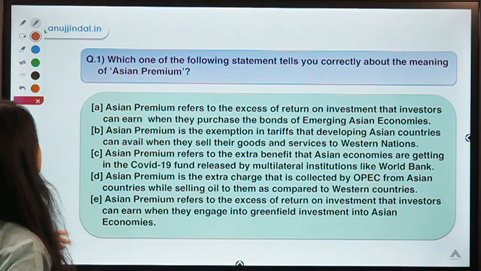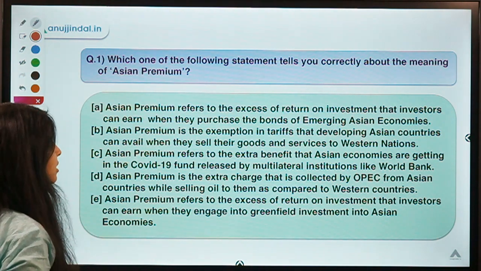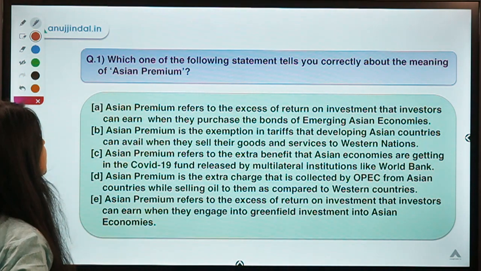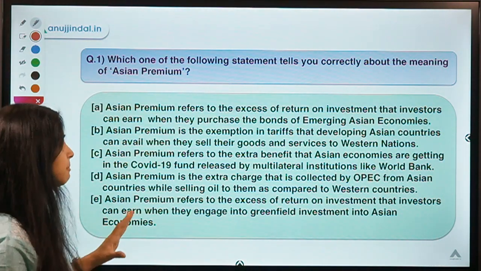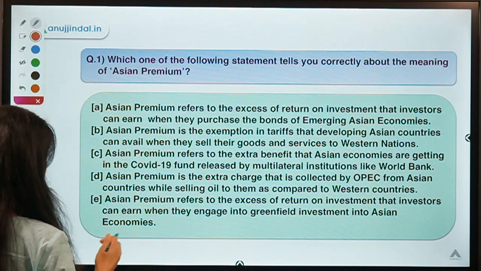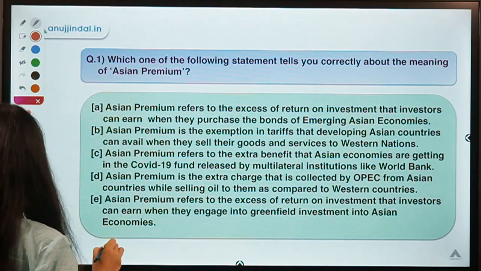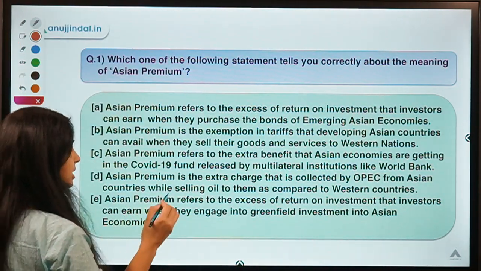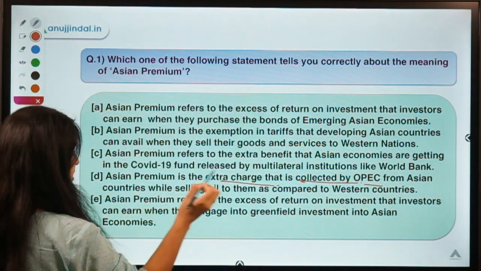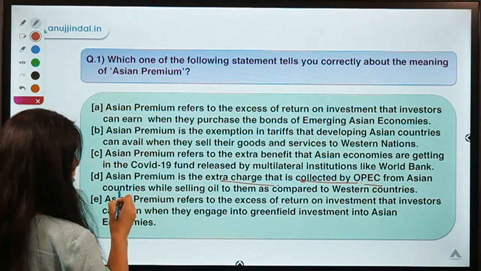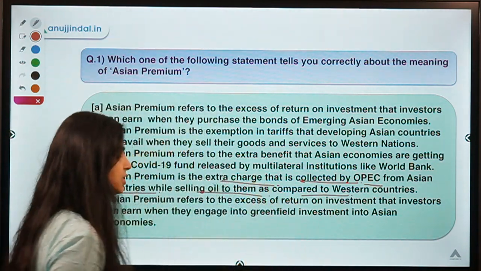Here is your question number one, which says: which one of the following statements tells you correctly about the meaning of Asian premium? This term has been in the news. Very simple question, 5 statements given to you. You have to select the correct option, and the correct option is option D. Option D means it is the extra charge that is collected by OPEC, the Organization of Petroleum Exporting Countries, from Asian countries while selling oil to them as compared to the Western countries.